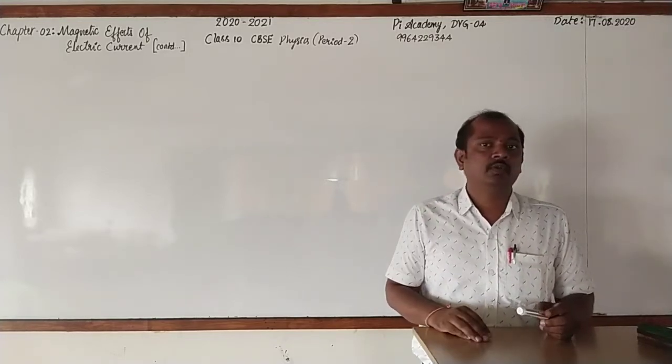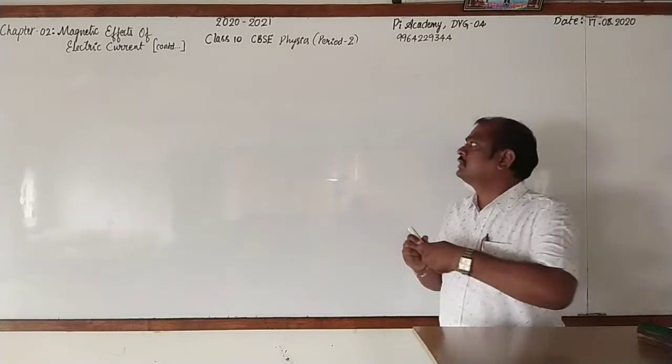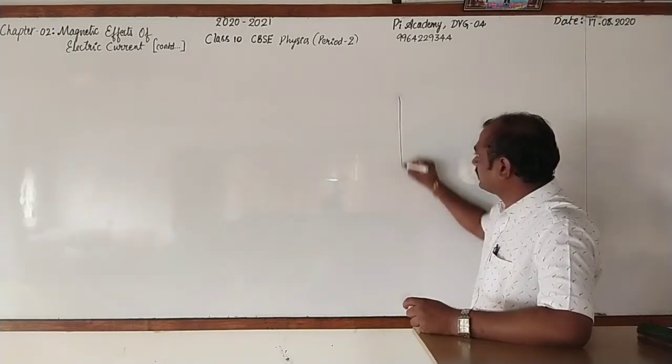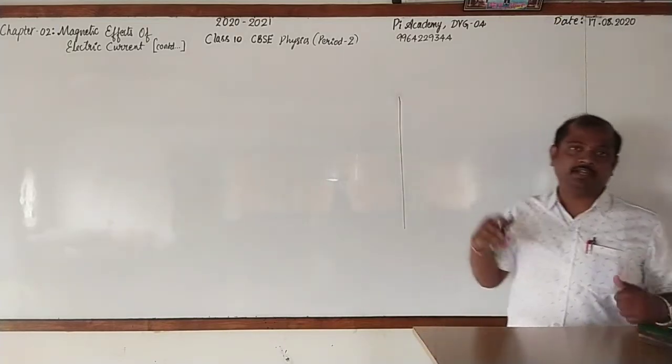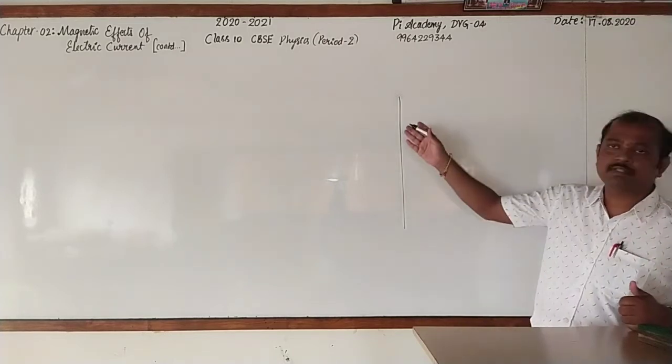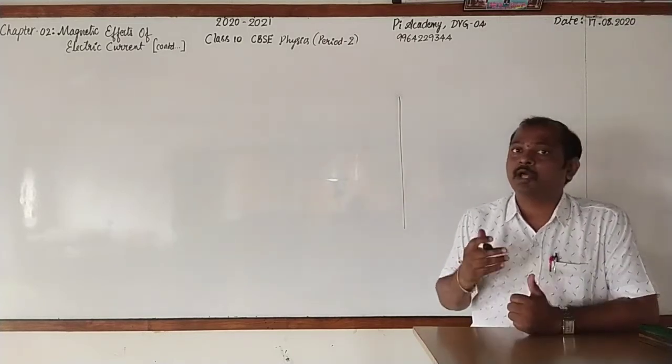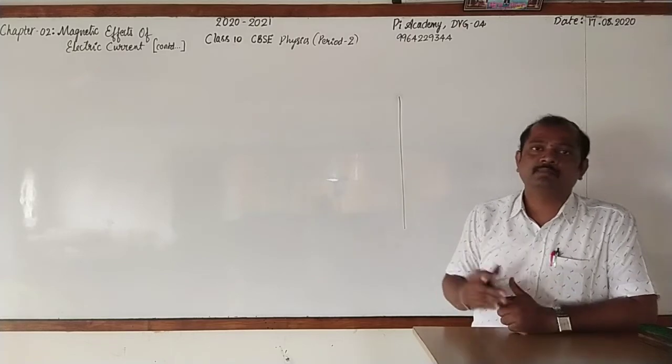Do you know how? One is, assume that this is the conductor. How is it? It is straight. When the current flows through this, a magnetic field is developed. But how will the pattern be? Let us come to know that later.